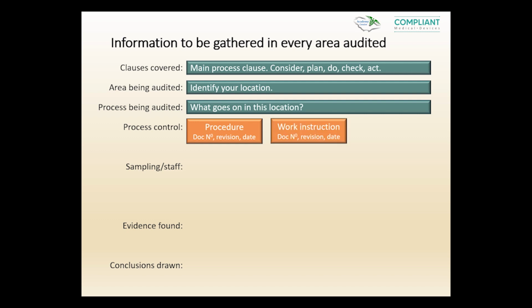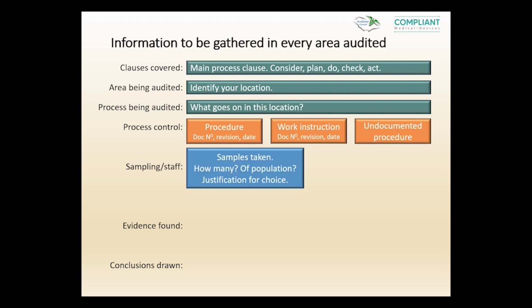Or whether it's a work instruction, again, a similar principle applies, or whether it's an undocumented procedure, i.e. what you're witnessing within that audit itself could be a skill set being performed by an operator or another technician within the area itself. Also, for the area that you're auditing and the process that you're auditing, you want to sample within that to be able to determine its effectiveness within the area. Determine the number of samples being taken, statistically based off of a population of output, and also a justification around that sample size to justify your choice.